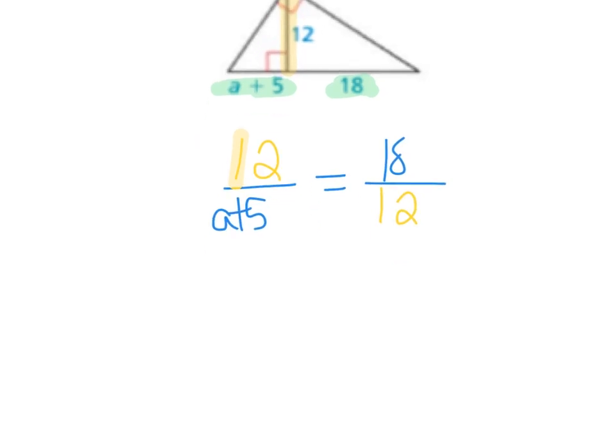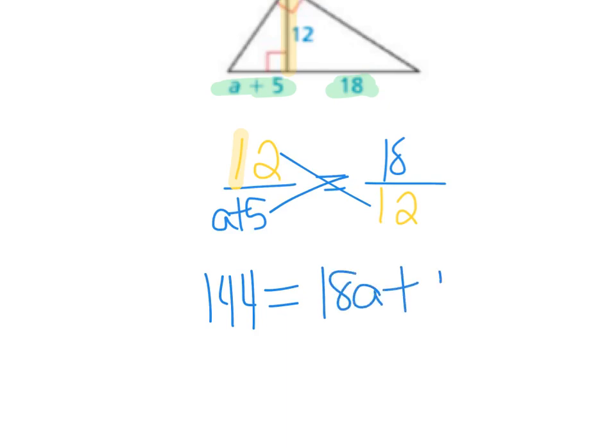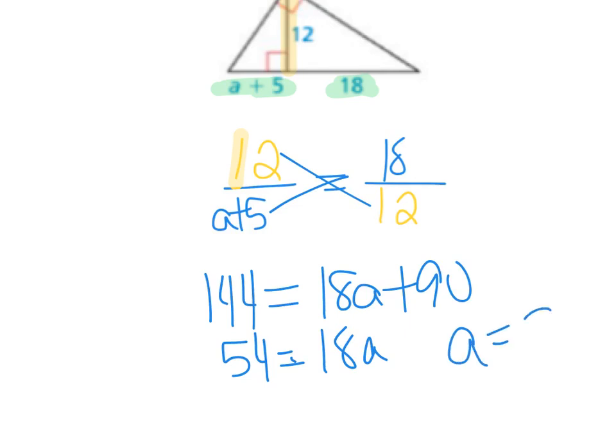So then, again, at this point, we should be getting pretty good at this. We cross multiply, you get 144. And just make sure when you cross multiply the other way, that 18 gets multiplied by everything, not just the a, but also by the 5. And so we would have 144 equals 18a plus 90. If we subtract 90 from both sides, we get 54 equals 18a. And if we divide both sides by 18, we get a equals 3.